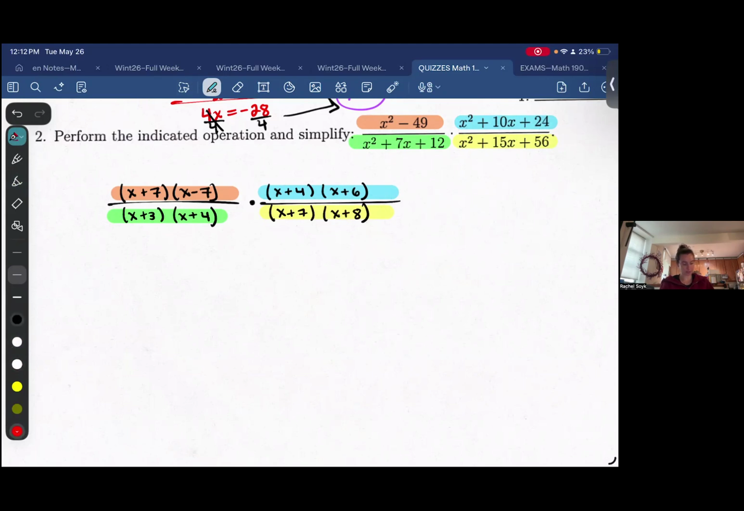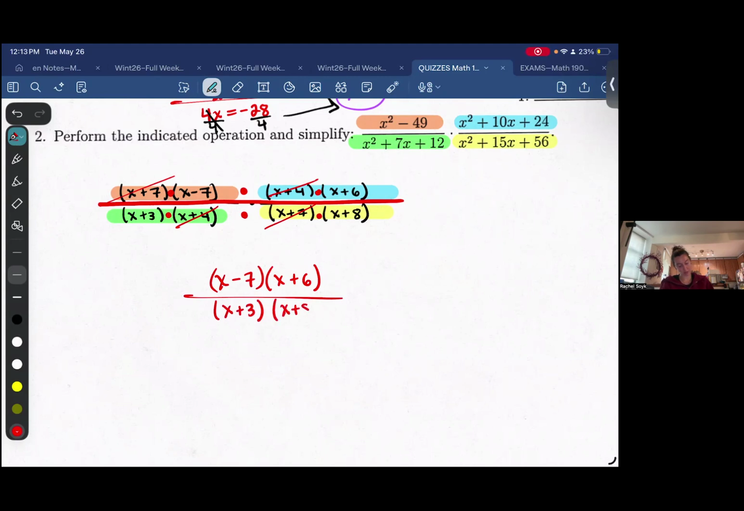Because it's multiplication, we can draw a big giant fraction all the way across, and we're just multiplying all of these. So we want to see which ones can cancel out very easily. We have an x plus 7 in the numerator and the denominator. We have an x plus 4 in the numerator and the denominator. And that's it, actually. So our final answer in simplified form is x minus 7 times x plus 6 all over x plus 3 times x plus 8.